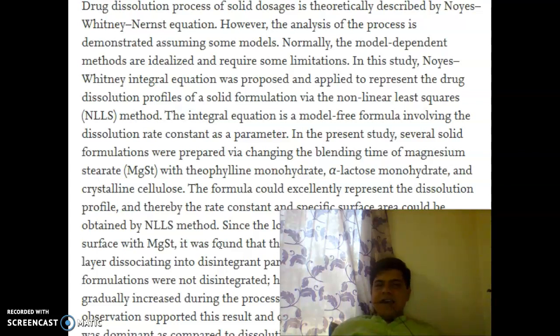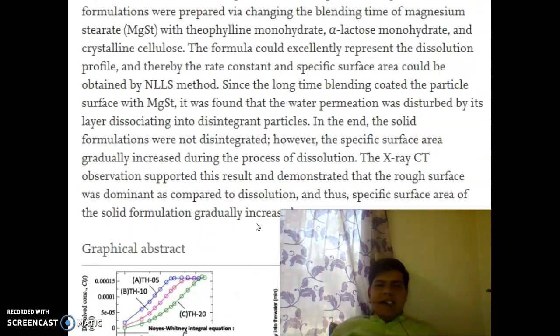So linear and non-linear methods are there. In the linear we get a straight line, but in the non-linear least squares equation the readings will change and we will get a non-linear graph. So the integral equation is a model-free formula involving the dissolution rate constant as a parameter. In this study several solid formulations were prepared by changing the blending time of magnesium stearate, taking theophylline monohydrate, alpha lactose monohydrate and crystalline cellulose. So this formula could excellently represent the dissolution profile, and thereby the rate constant and specific surface area could be obtained by this NLLS method.